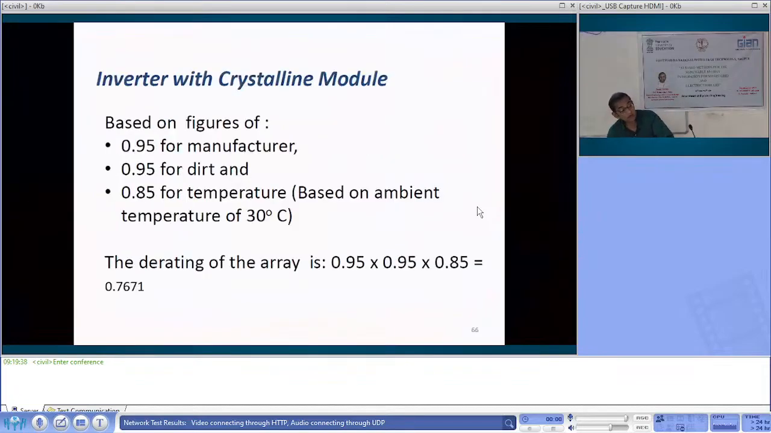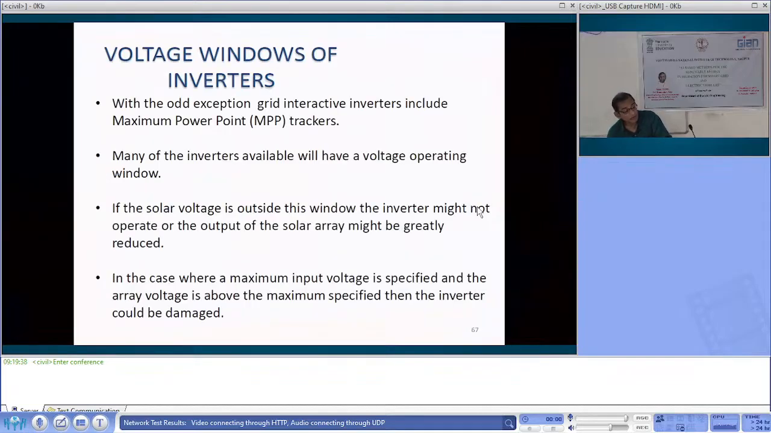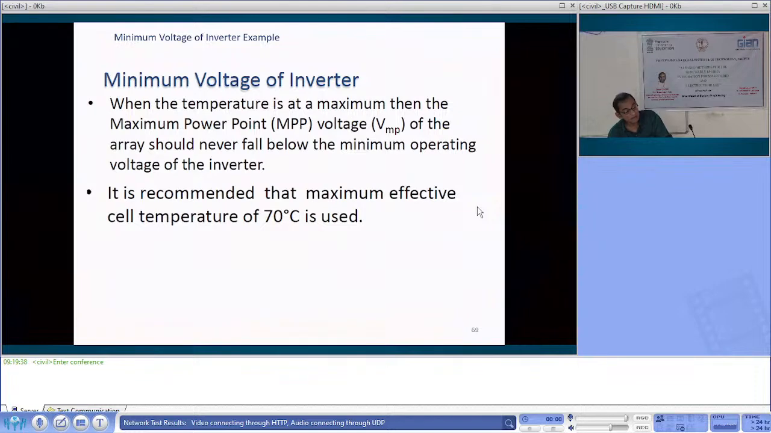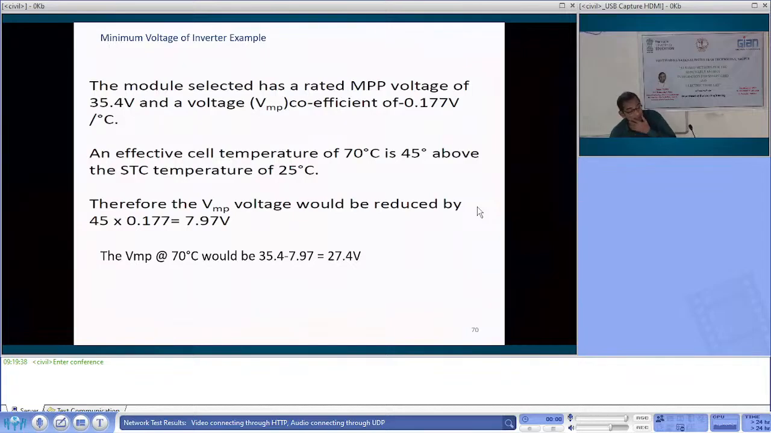Okay, manufacturing tolerance 5%, that is 0.95, dirt tolerance 5%, and temperature based on ambient temperature. In winter the ambient temperature is low, the cell temperature you will have to find from a formula. Okay, then derating will give you that value. Okay, that way one can calculate. Then voltage window of the inverter, what voltage window is acceptable for the inverter, for the inverters available in the market, one has to prepare, and consider the MPPT range, which is very important. Minimum voltage of the inverter is very important, and a maximum effective cell temperature of 70 degrees can be considered. Minimum voltage of the inverter with the value of VMPP as shown in the curve, and an inverter example is given where the VMPP value changes. Okay, due to the coefficient which is negative.